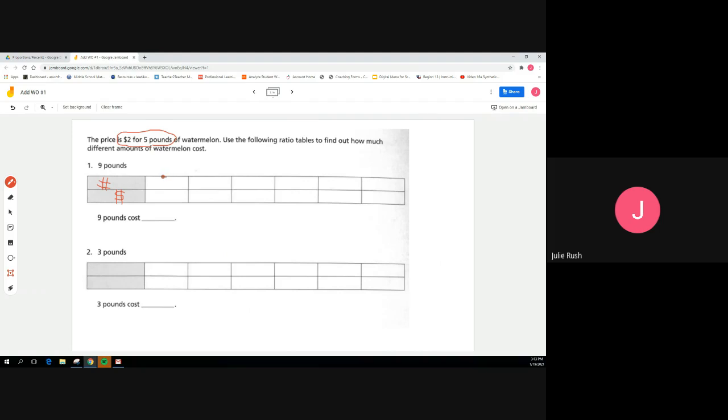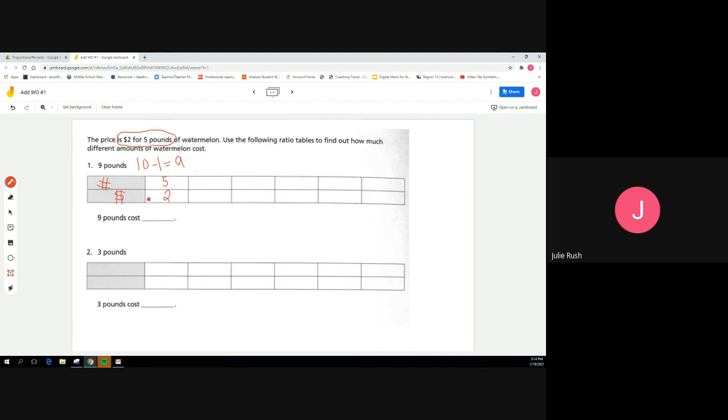And then I have 5 pounds on top, $2 on bottom. So make sure you're paying attention to that because it's 2 for 5, but 5 pounds is on the top. So depending on how you write that, make sure that your numbers match up when you're filling out your table. All right. So first, I'm going to go to 10 pounds. That way I can go to 1 pound, and then I can easily get down to 9 pounds. And I know I'm going to want that unit rate for the next problems as well.